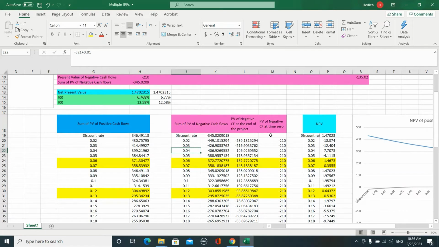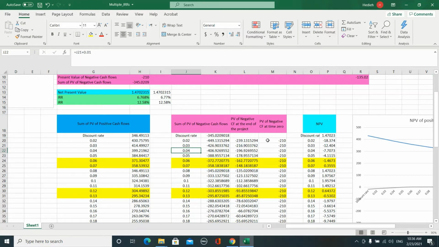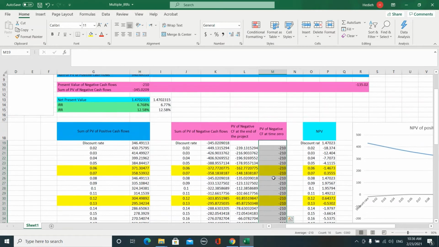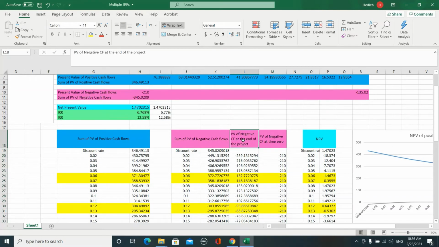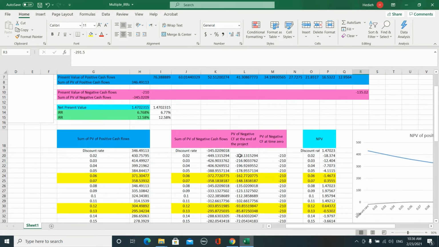This cash flow that is negative and happens at time 0 is always fixed. It's minus $210 million. So this cash flow doesn't get discounted because it happens at time 0. Then I create another column, and in that column, I find the present value of the negative cash flow that happens in year 10, right? So this is the present value of the negative cash flow that happens at the end of the project. Okay.